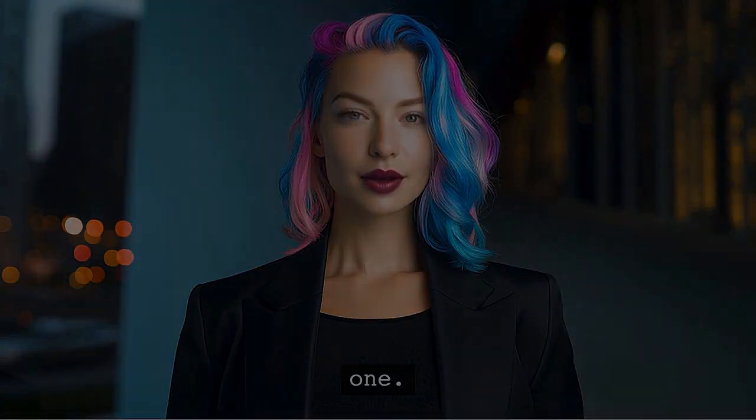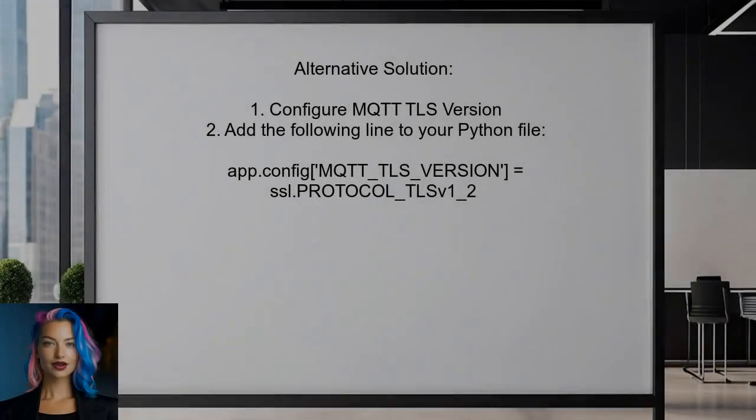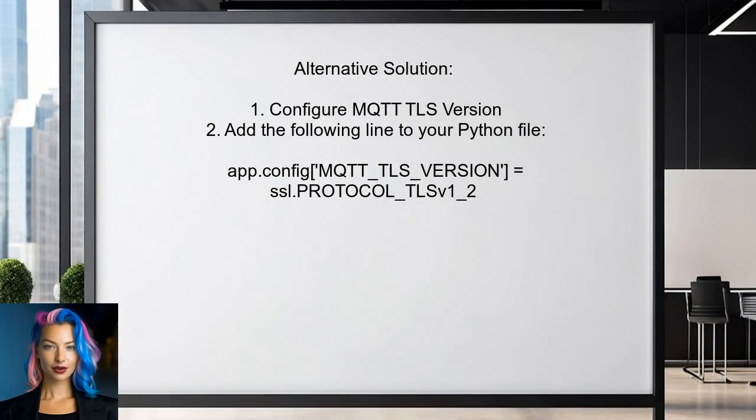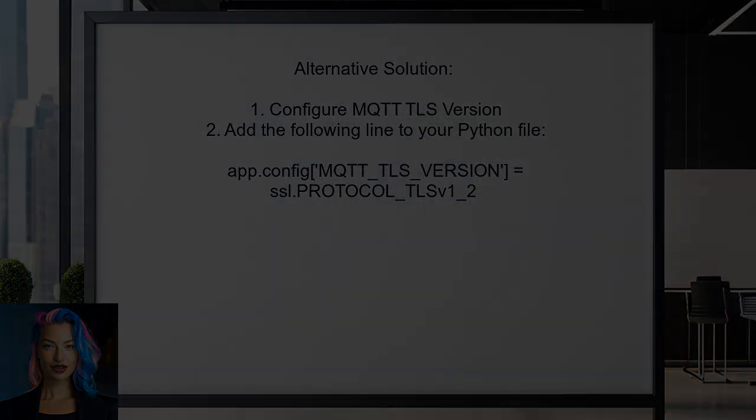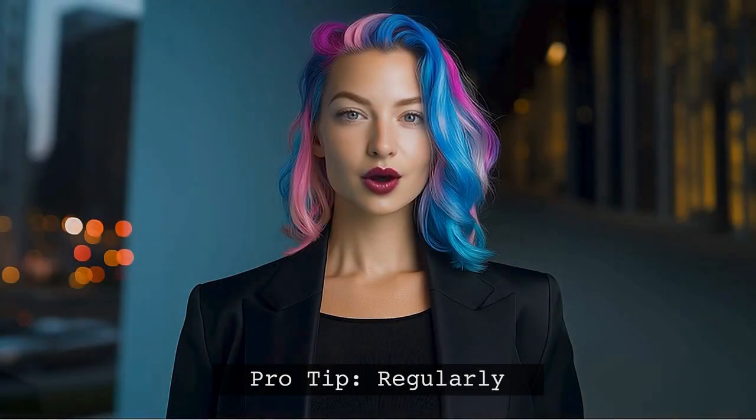Let's explore another one. An alternative solution provided by another user involves configuring the MQTT TLS version in your Flask application. They suggest adding a specific line of code to your Python file to set the TLS version to TLS 1.2. Here's the tip I promised.